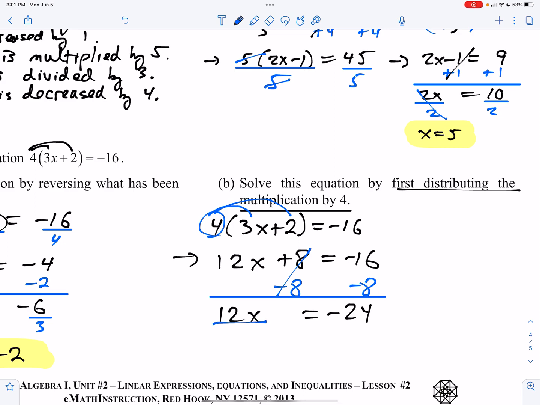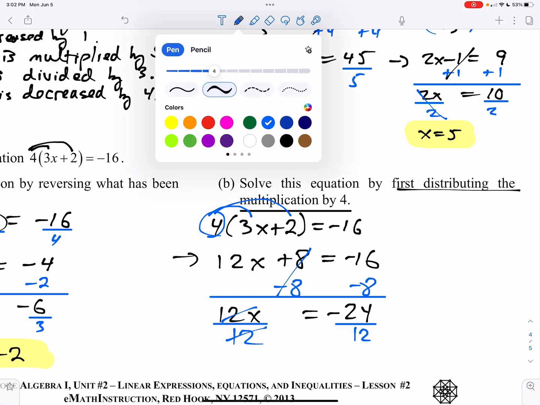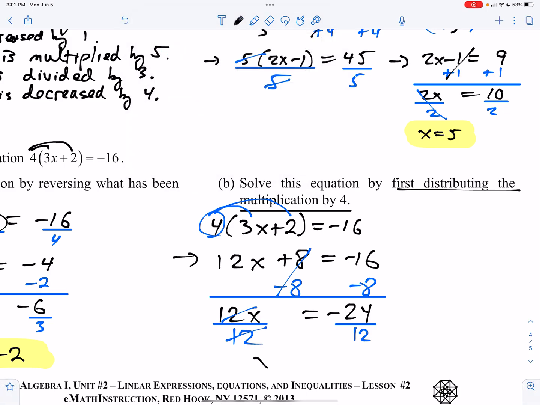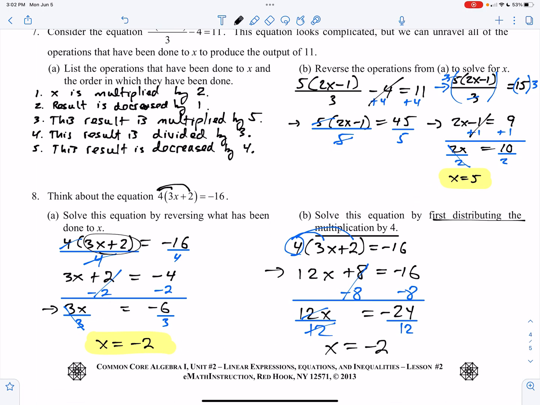Well, the opposite of multiplying by 12 would be to divide by 12. So divide both sides by 12. x is now by itself. And negative 24 divided by 12 is also x equals negative 2. And so you can see we arrived at the same solution, right, two different ways.